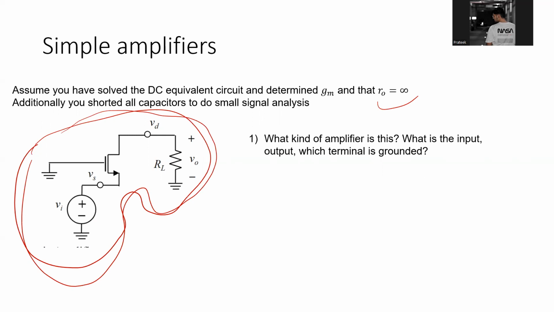So now the question is, what kind of amplifier is this? Yeah, it's a common gate because the gate is grounded and the input is the source and the output is the drain. I couldn't have it the other way. If I had the input at the drain, you could already see why that doesn't quite make sense.